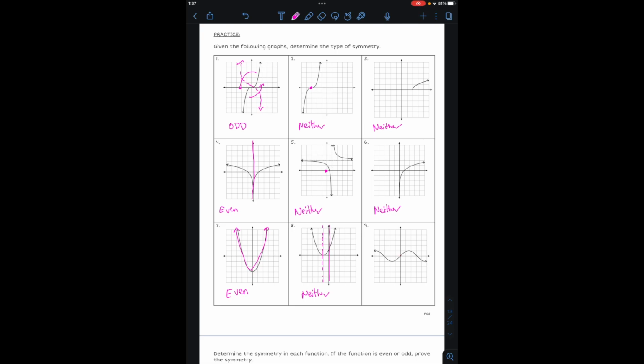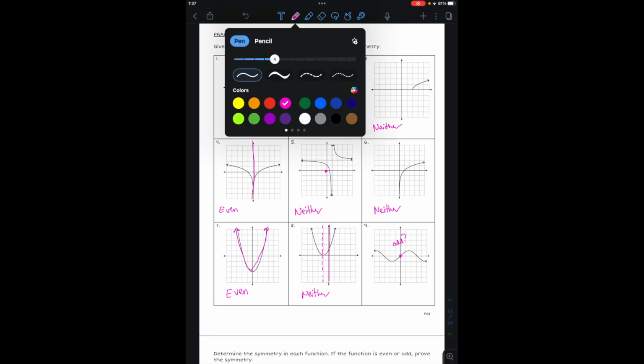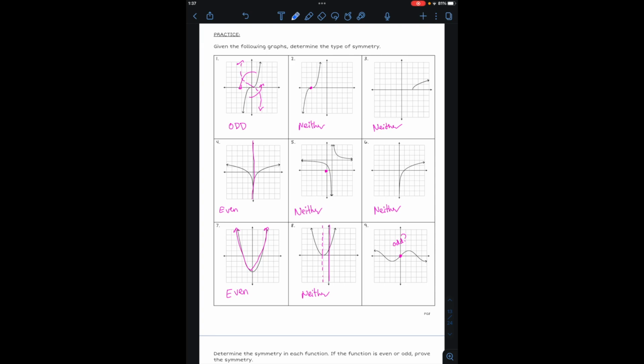Last one's pretty tricky. We go through the origin, so that's a candidate, so maybe it's odd. And if you imagine, if I reflected this over the y-axis, that would look something like this. If I reflect it again over the x-axis, I would look the same. So this is odd, or I could imagine rotating 180 degrees. Even though it's a little tricky to imagine, we do map onto ourselves. So we are, in fact, an odd function.